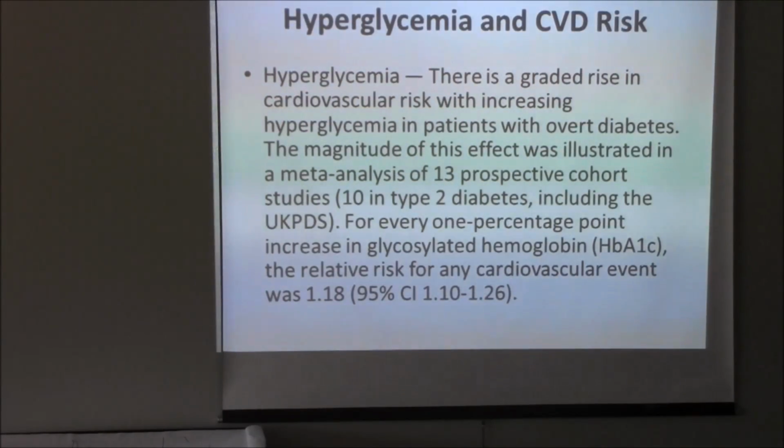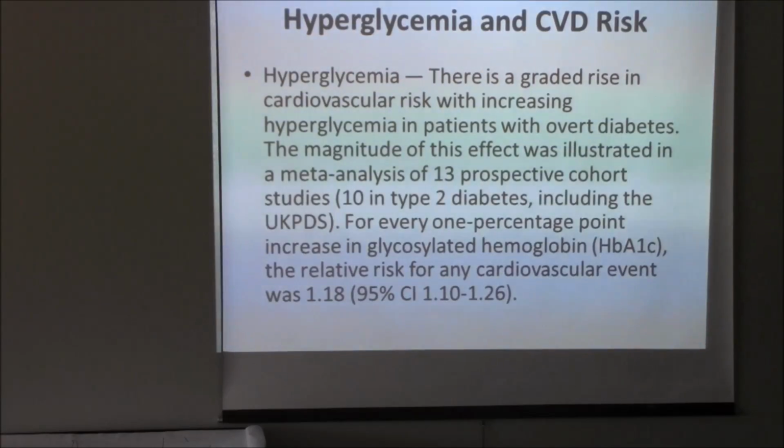And then we talk about hyperglycemia, which is high blood sugar. There's a graded rise in cardiovascular risk with increasing blood sugar in patients with overt diabetes. And we're finding more and more now that studies are coming out about prediabetes, that having elevated blood sugars from time to time increases our risk. As you all know, people have decreased circulation in their legs with diabetes, and it can happen in their kidneys and their eyes, and so we know that they're more at risk for heart disease because it plugs up the vessels in their heart as well.